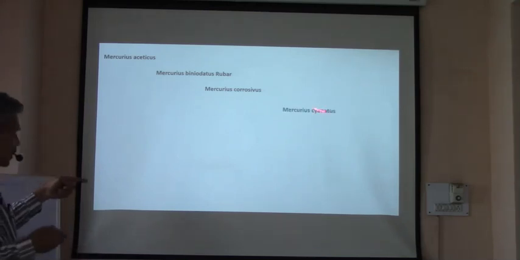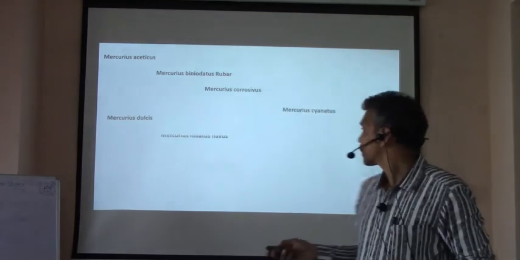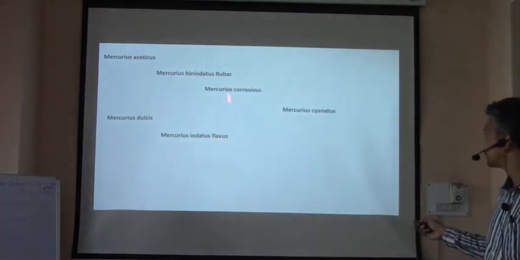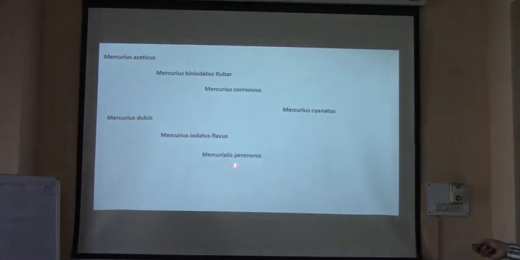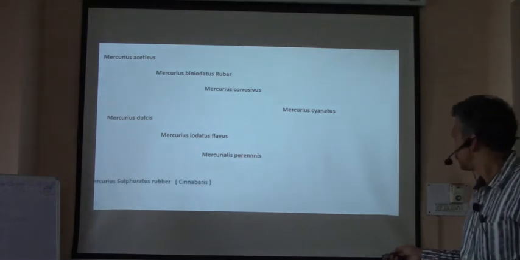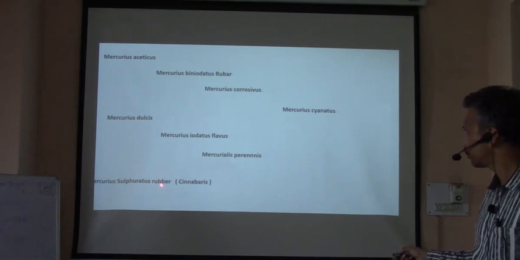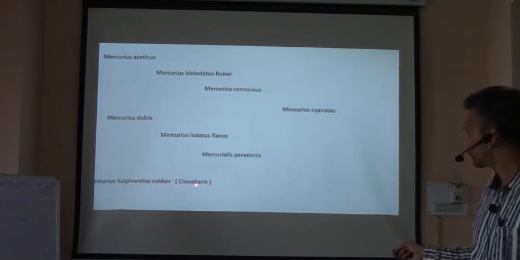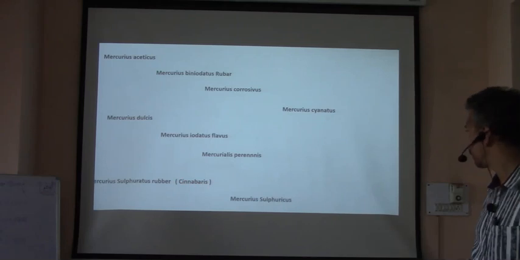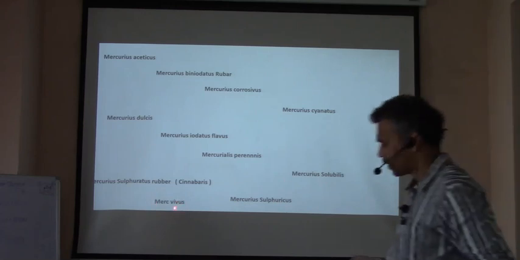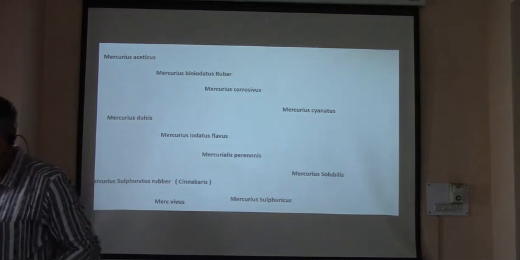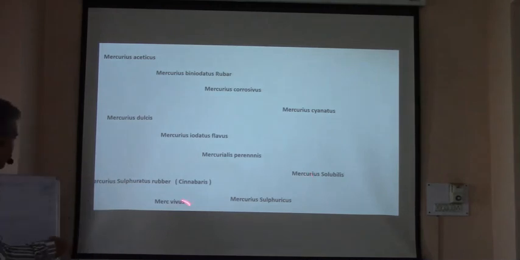Merc corrosivus, Merc cyanatus, Merc dulcis, Merc iodum flavus. Here this was red iodine, this is green iodine. The combination. Merc pyrenees, Merc sulfuratus rubor. Dr. Venkatadri was talking, this is cinnabaris. Merc sulfide is what it is called. Merc sulf. You also have Merc solubilis, and the last thing we have here is Merc virus. Now what is the difference between these two, Merc sol and Merc virus?